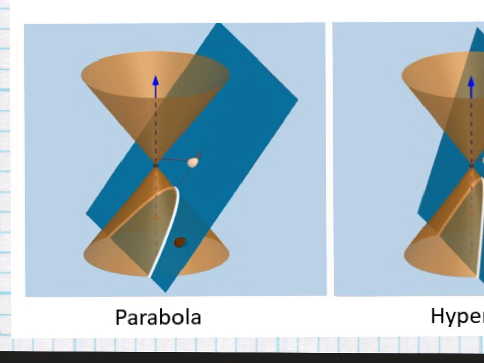Remember, planes go on forever. They don't stop, just like lines go on forever and don't stop. So really this parabola doesn't just stop right here at the base. It would keep on going in that same direction.